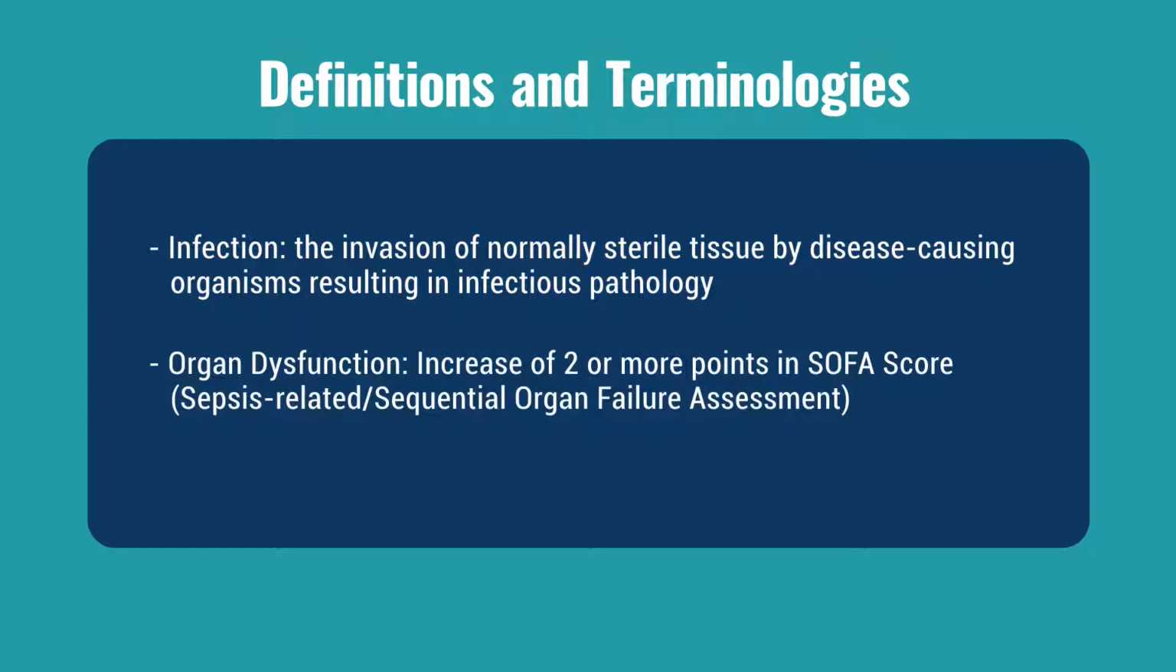What is organ dysfunction? Organ dysfunction is basically a SOFA score of greater than or equal to 2. What is the SOFA score? SOFA score is essentially a sequential, or sepsis-related, organ failure assessment score. Now, as you can see, the SOFA score is based on 6 organ systems in the body, and parameters from these 6 organ systems are collected and the score is summed up.